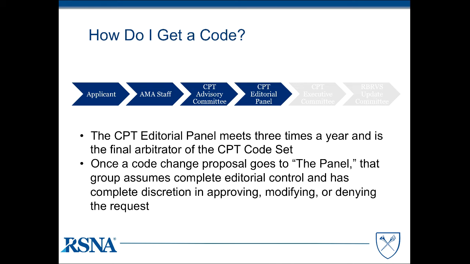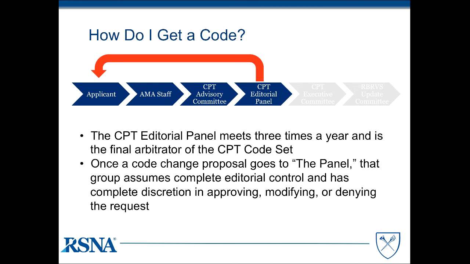The panel, as it's referred to, meets 3 times a year and is the final arbitrator of the CPT code set. Once your proposal goes live on the editorial panel's agenda, there's no pulling back. So an applicant, whether an individual or a professional society or a corporation, needs to carefully consider all scenarios when they move forward trying to get a code change for either an old one or a new one, because sometimes things happen that they don't anticipate or that they don't want.